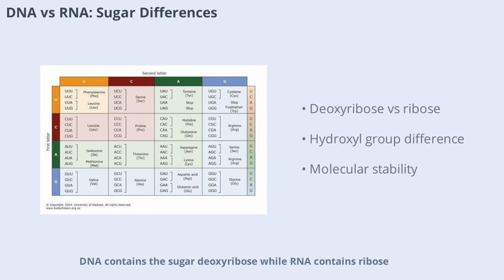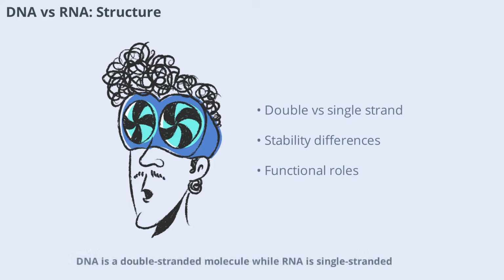DNA contains the sugar deoxyribose, while RNA contains ribose. The only difference is that ribose has one more hydroxyl group than deoxyribose, which has a hydrogen attached to the second carbon. This small change affects the stability and function of each molecule. DNA is a double-stranded molecule, while RNA is single-stranded. This structural difference influences their functions. DNA is stable under alkaline conditions, while RNA is not.